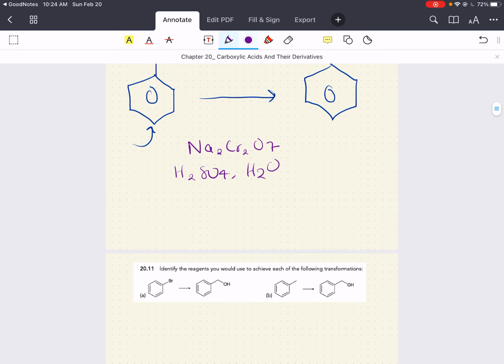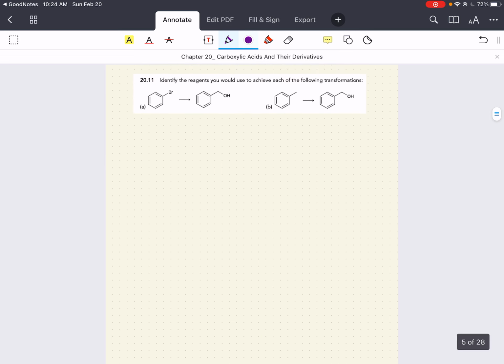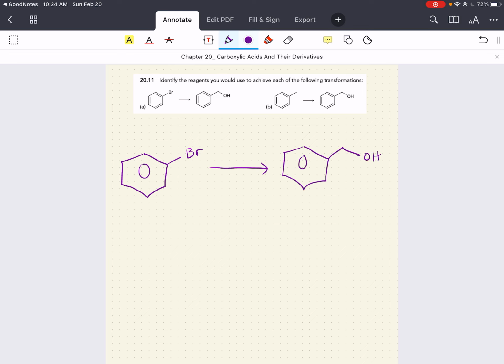Fantastic. All right, let's do a few more. Identify the reagents you would use to achieve each of the following synthetic transformations. Fantastic. Okay, starting off with the first one. We have this, and we are ultimately trying to get this starting material to look like this. Now, here's the process that we're going to use to do this.